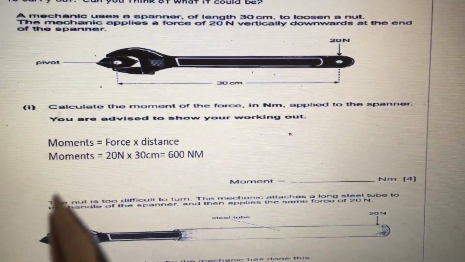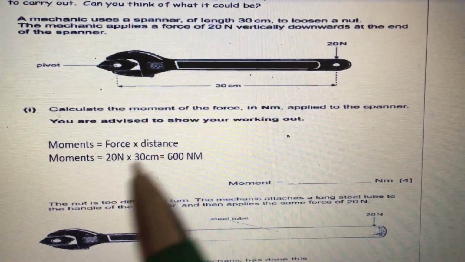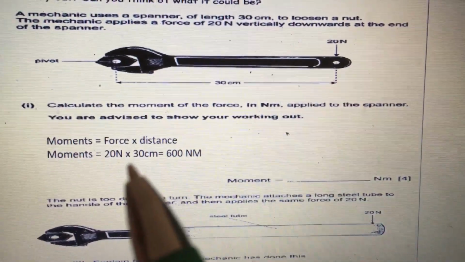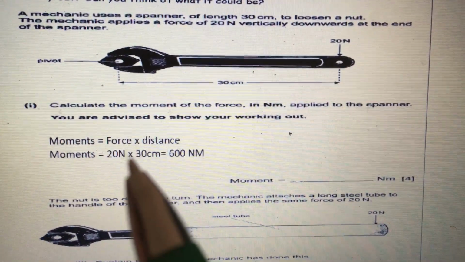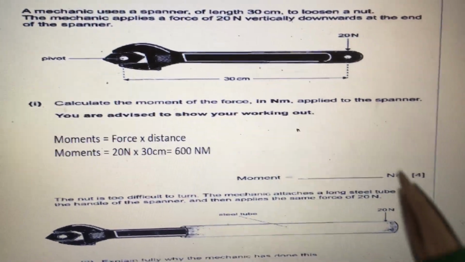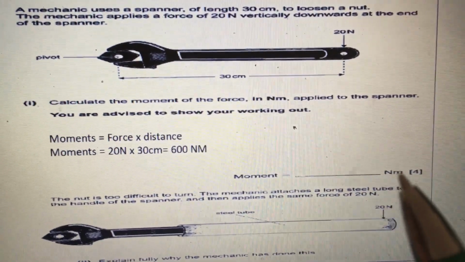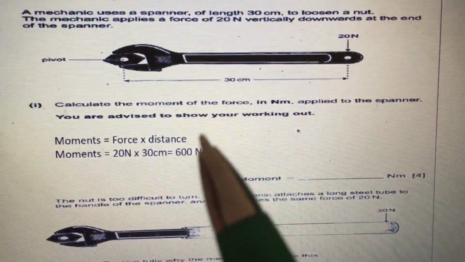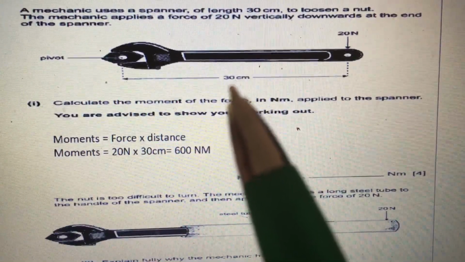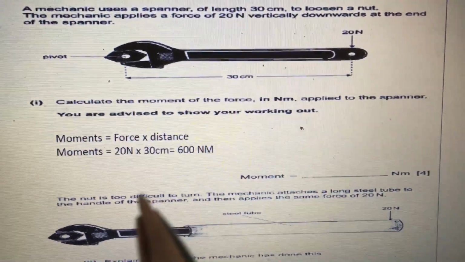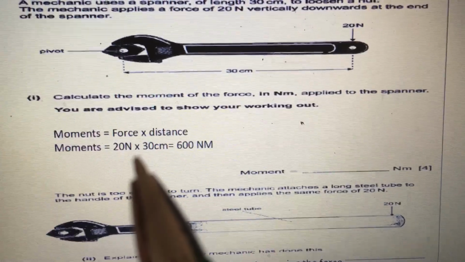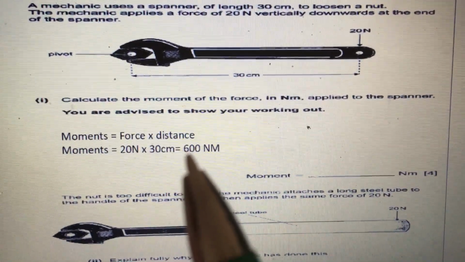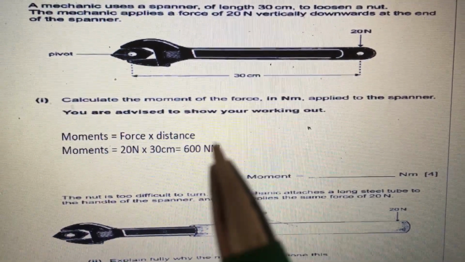Now, this is fine, moments equals force multiplied by distance, but this is wrong. Moments equals 20 newtons, that's correct, by 30 centimetres. Now, why is 30 centimetres not correct? Because you have to give your answer in Newton meters. So you need to convert 30 centimetres into meters. Divide that by 100, 30 divided by 100 would be 0.3. So this should read 20 newtons multiplied by 0.3 meters, and that should equal 6 Newton meters.